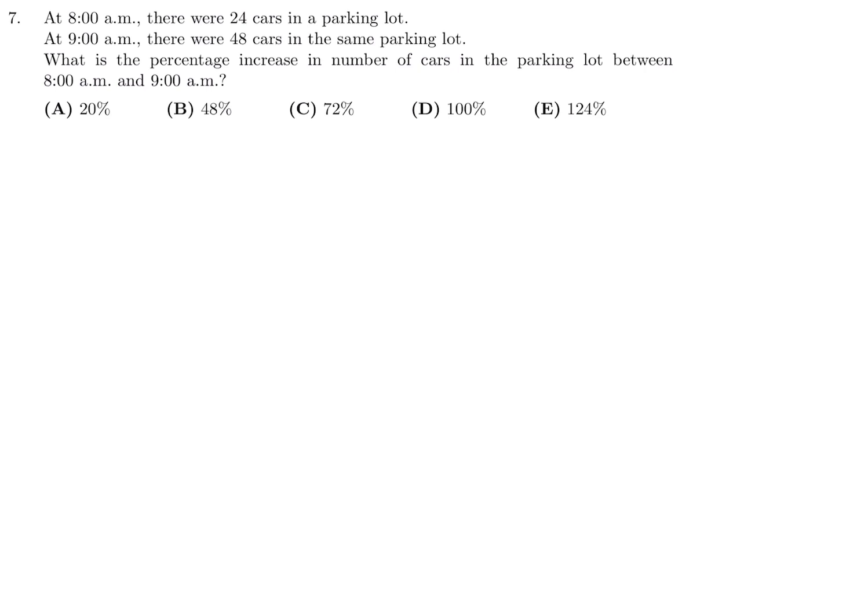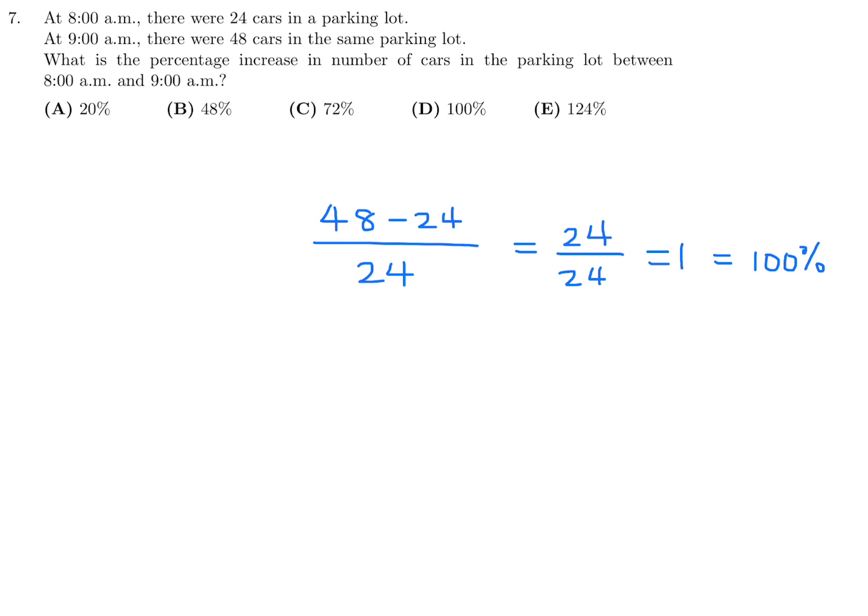At 8 a.m., there were 24 cars in the parking lot. At 9 a.m., there were 48 cars in the same parking lot. What is the percentage increase in the number of cars in the parking lot between 8 and 9? Well, you would take 48 minus 24. That represents how many additional cars came in that 1 hour. Then divide by the original, which is 24. That is 24 over 24, which is 1. 1 as a percentage is 100%. So number 7, the answer is D.